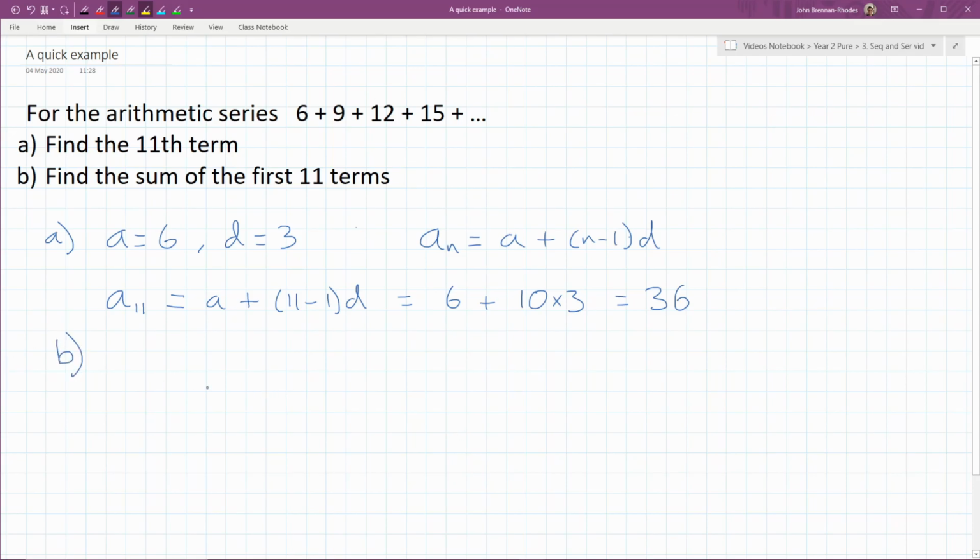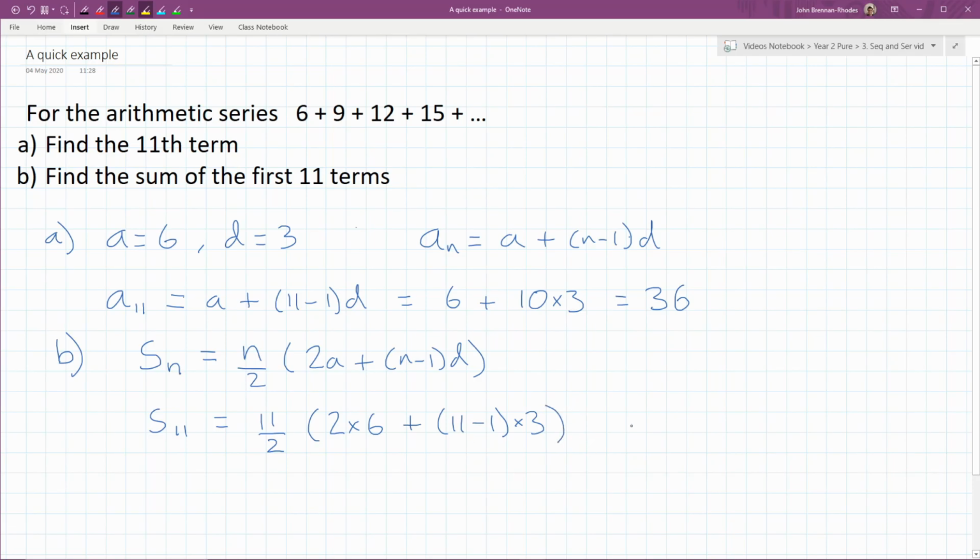Okay, for part b, I'm going to need the sum formula, so I want to find the sum of the first 11 terms. I'm going to remind myself that that is n over 2, times (2a plus (n minus 1)d), and that is in the formula book. So S_11 is equal to 11 over 2, times (2 times 6 plus, in brackets, 11 minus 1 times 3).